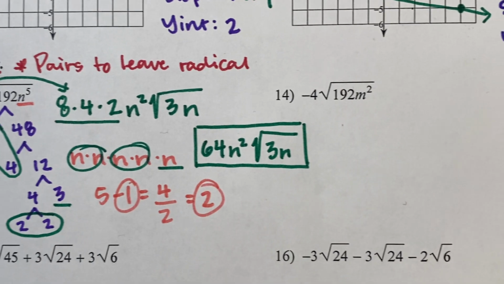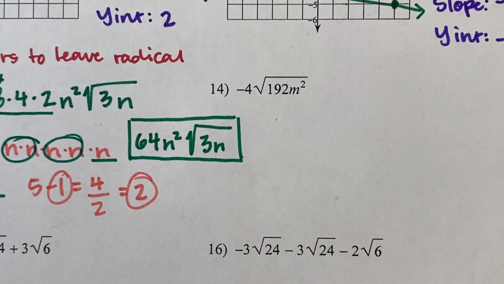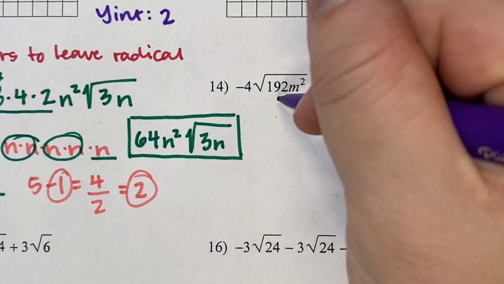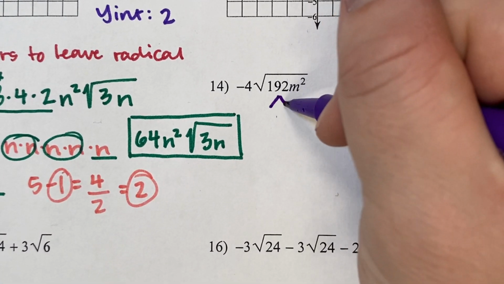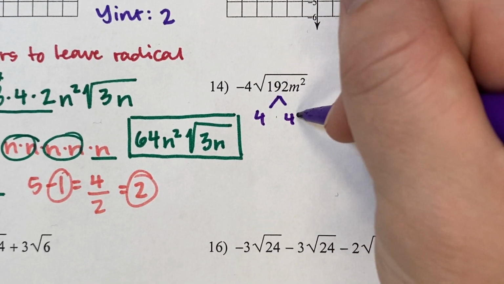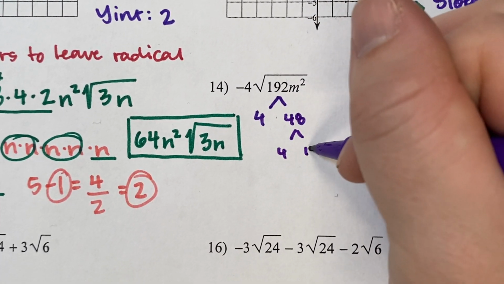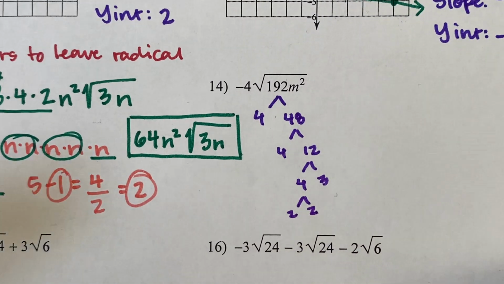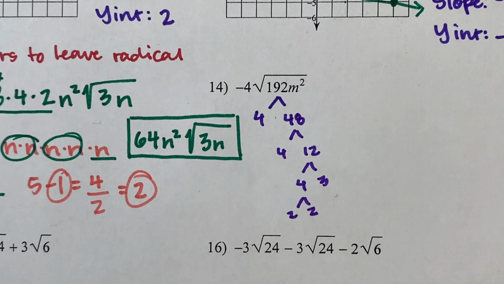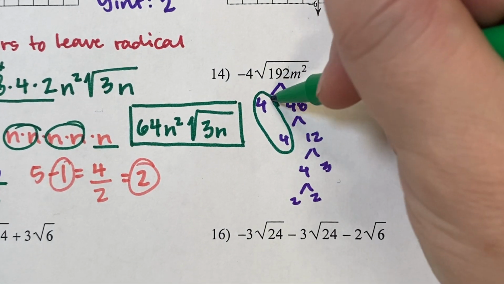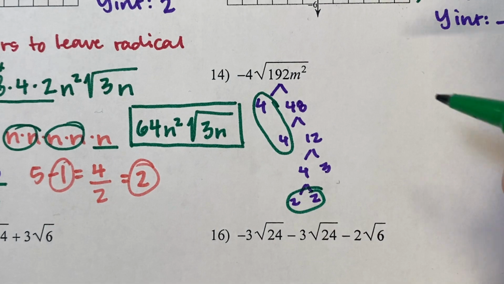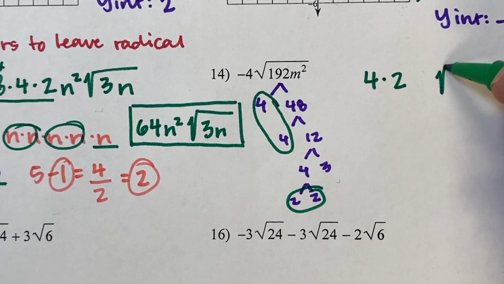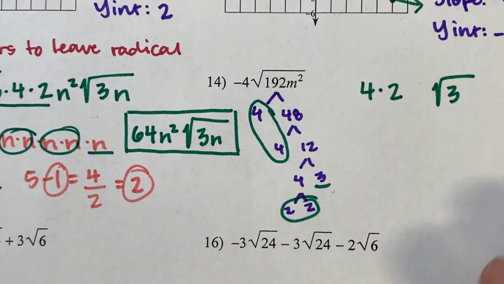Beautiful. Alrighty. And I totally did not mean for this to happen, but we have 192 again. So I'll just draw it out again. We did 4 times 48, 4 times 12, 4 times 3, 2 and 2. That is so funny. I totally didn't even notice that. So I have a couple of 4s, a couple of 2s that got to leave. So I have one couple of 4, one couple of 2, and again, my 3 that had to stay inside.